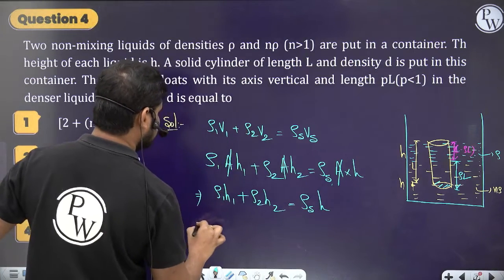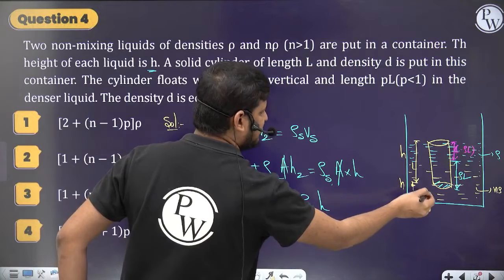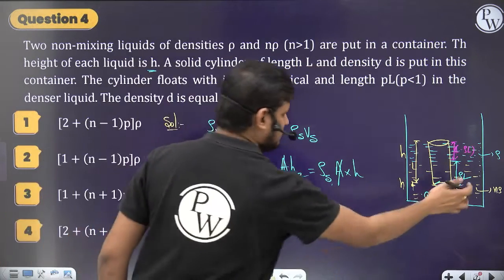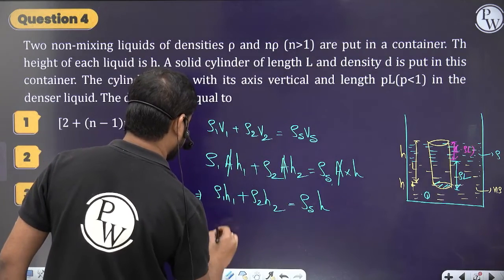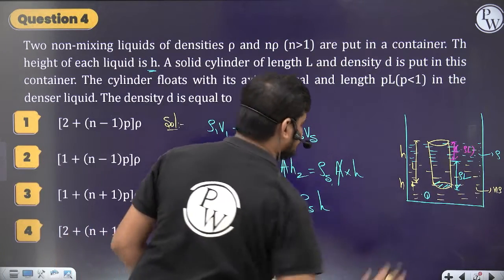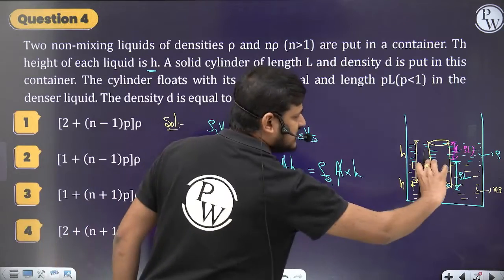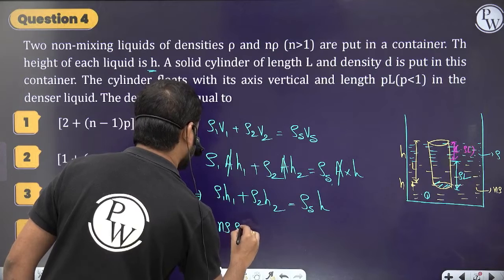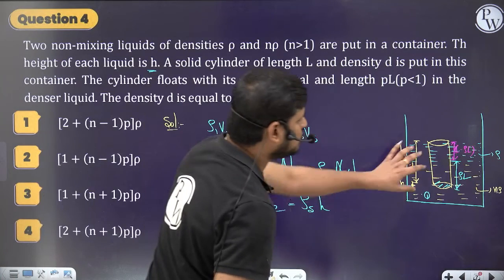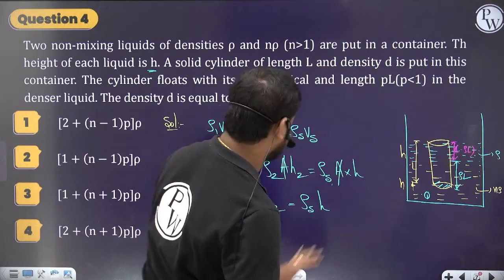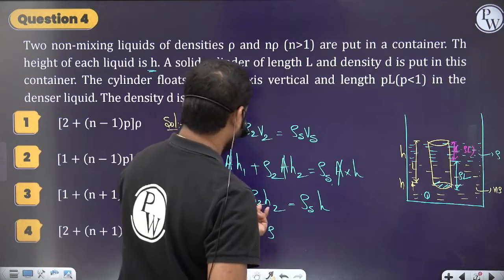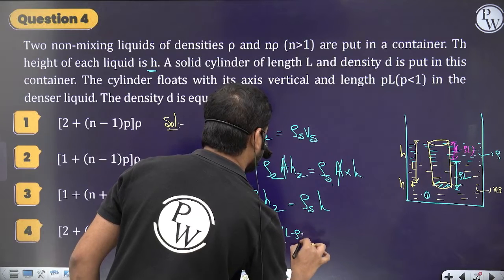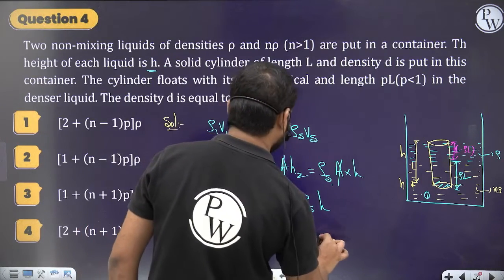What is the density of the first one? I am considering this as liquid 1 and this as liquid 2. So the first liquid has n rho as its density. And what is the height in it? The height in the first one is rho L. So this is n rho times rho L, plus rho 2. What is rho 2? The density of this one is rho, into H2. What is the height in this? L minus rho L.